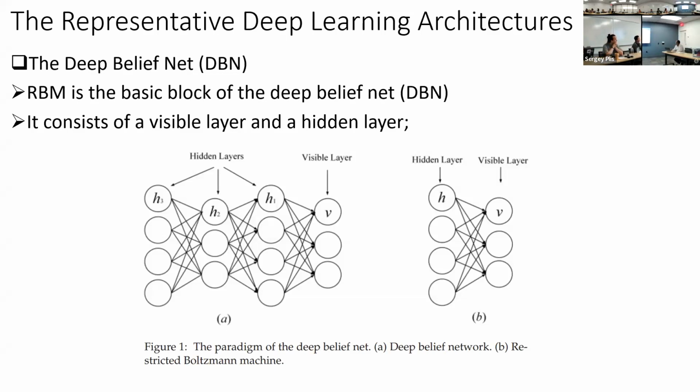We have to know that the RBM is the basic block of the network, and it consists of a visible layer and a hidden layer. The RBM has full connection from the units of the hidden layer to the visible layer, but no connection between units in the same layer.